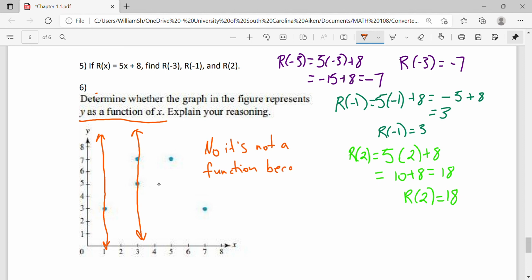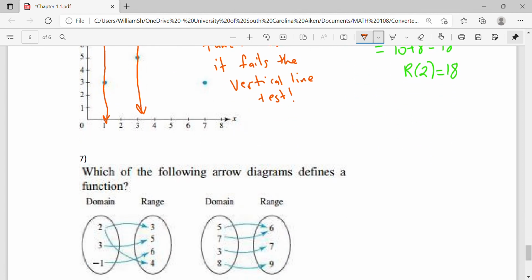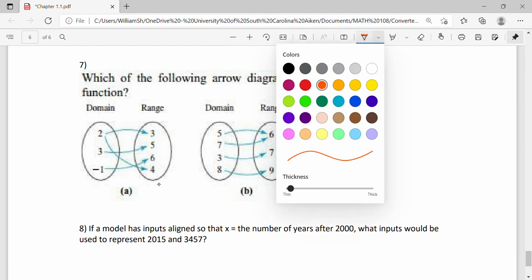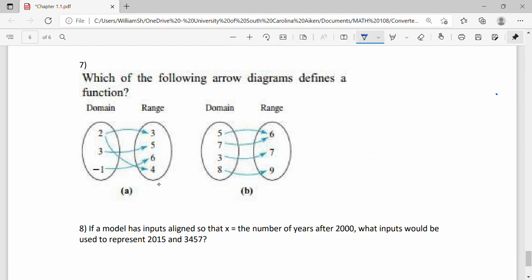Because it fails the vertical line test. Simple there. Now number 7 says, which of the following arrow diagrams defines a function?